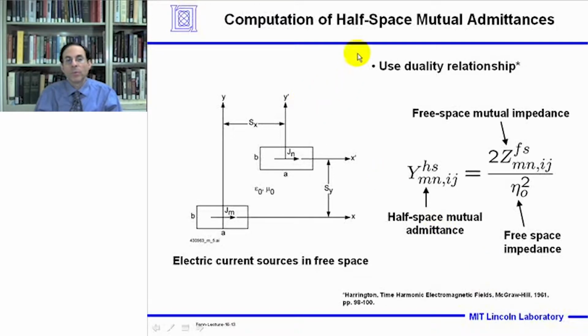Now we need to be able to compute the half-space mutual admittances, and so these are done using duality. It can be shown that the half-space mutual admittance is equal to twice the free space mutual impedance between sources M and N divided by the free space impedance squared. So this diagram shows two rectangular electric current sources, and we can compute the mutual impedance between these sources by integration.